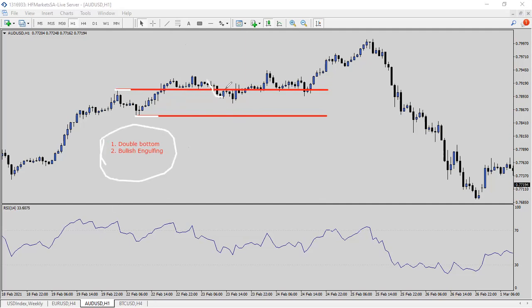You can use the double bottom in conjunction with the bullish engulfing candle, get one entry at this area, get another entry at that area. You could even do that. That's called confluence trading. Moving on from that, what else do we notice in this area that would most likely give us confirmations to take a trade?